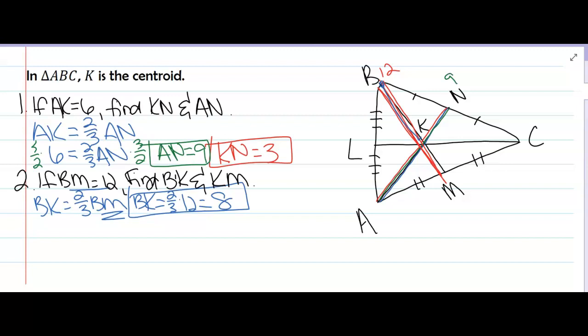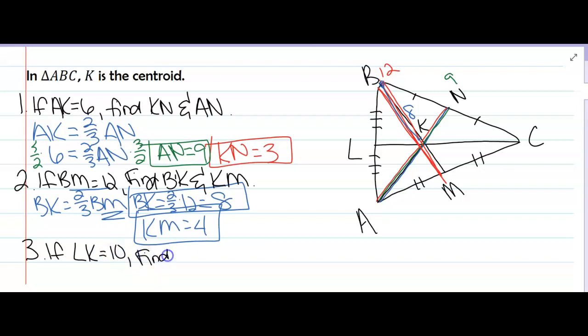Now what we can do for the next part is the same thing we did on the last one. I know if the whole thing is 12, and that much is 8, well, 12 minus 8, the rest of it would have to be 4. And let's just do one more of those. So number 3 says if LK equals 10, we want to find KC and LC.